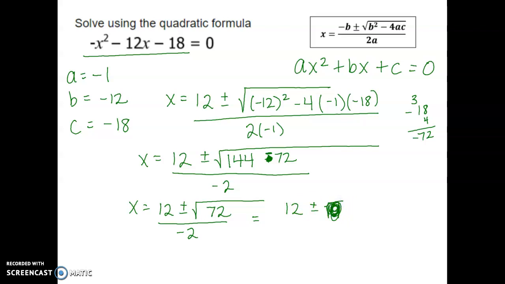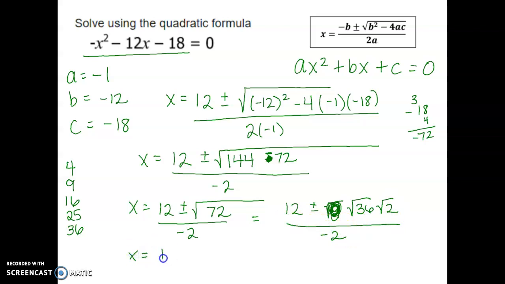Something bigger than 9 that goes into 72 that's a perfect square. Do you know what it would be? Remember, we've got to think about perfect squares. So we have 2 squared is 4, 3 squared is 9, 4 squared is 16, 5 squared is 25, 6 squared is 36. Does 36 go into 72? It does, doesn't it? So we're going to do 36 times 2 over negative 2.